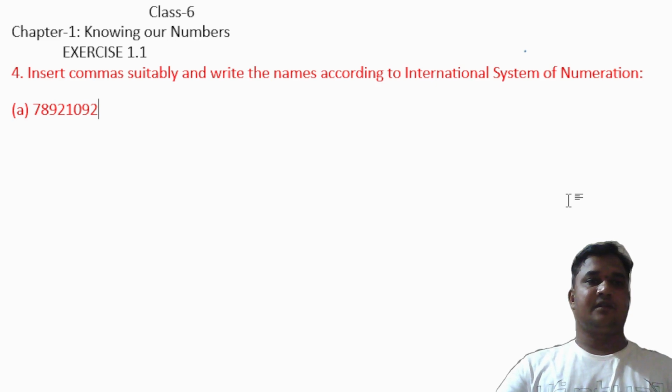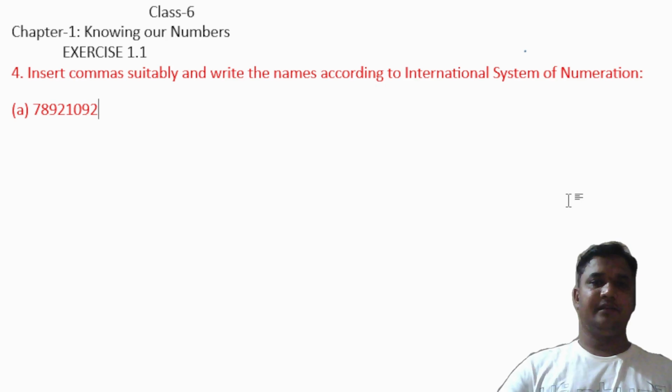Class 6, Chapter 1, Knowing Our Numbers, Exercise 1.1, fourth task. In the previous session we learned the third task, how to place the commas according to the Indian system and how to write according to the Indian system in words. Now today we'll understand the fourth task: insert commas suitably and write the names according to the international system, and how to place the commas and write in words according to the international system.